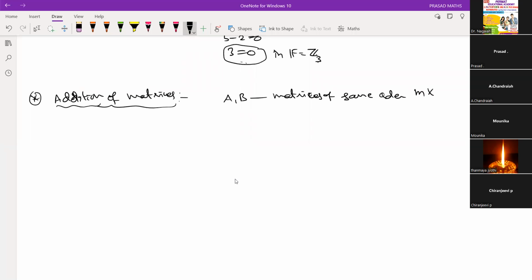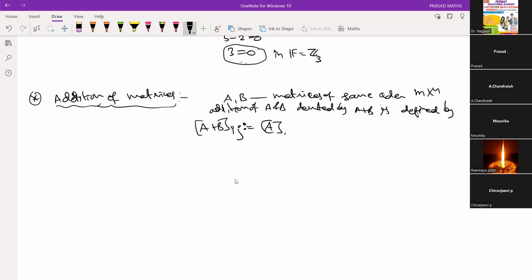For the sake of convenience, I'm going to take M cross N over a field F. So their addition is defined like this. The addition of A and B is denoted by A plus B and is defined as: the ijth entry of A plus B is the ijth entry of A plus the ijth entry of B. This is true for every i equals 1 to m and every j equals 1 to n.